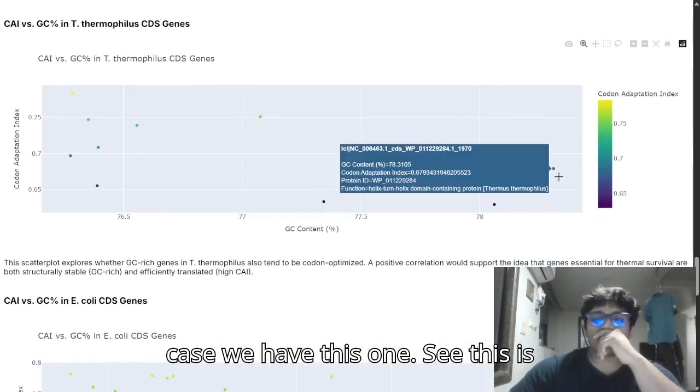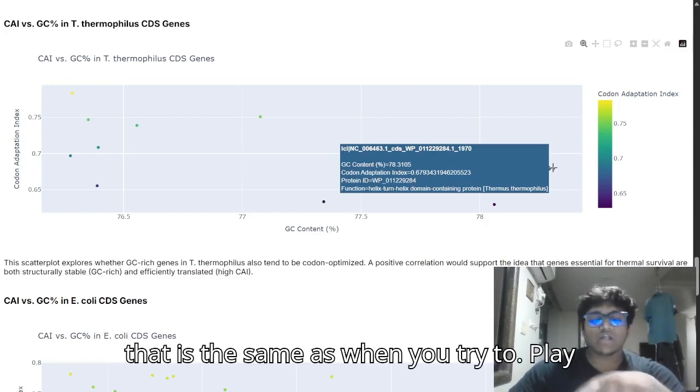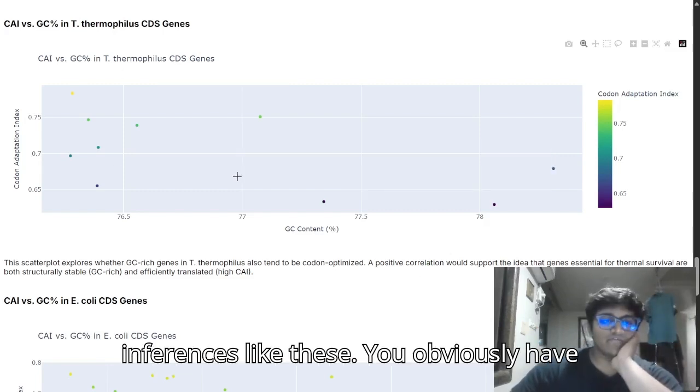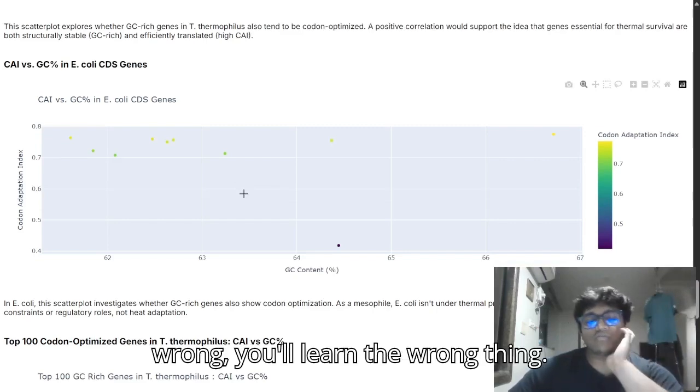In our case, we have this one. See, this is the most GC rich gene in our case. So that is the safe assumption. So when you try to play around with the data, you get to learn inferences like these. You obviously have to validate them, because if you're wrong, you will learn the wrong thing.